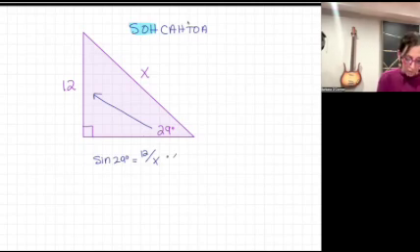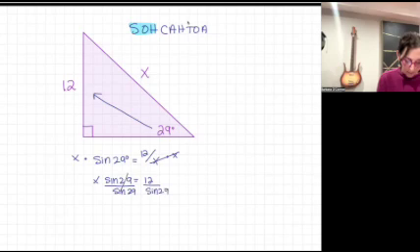So I'm going to multiply both sides by x. And then I will divide both sides by the sine of 29. And I will get that x is 12 divided by the sine of 29.